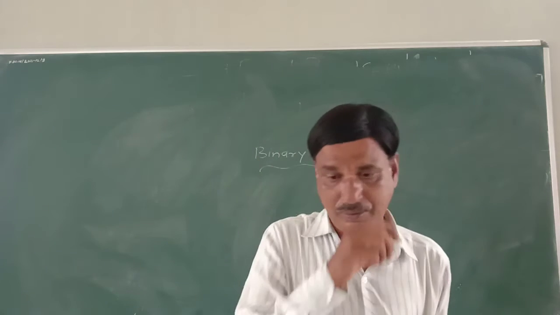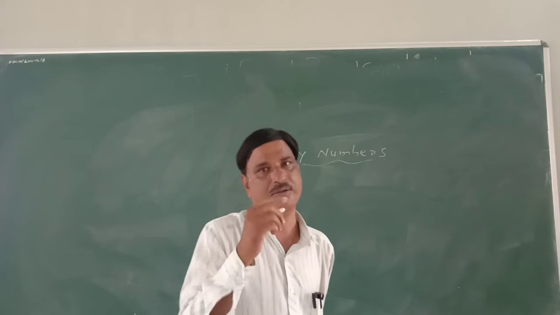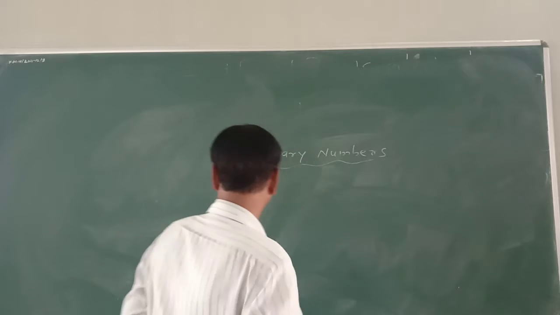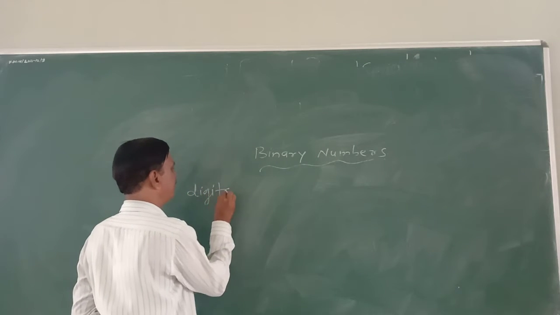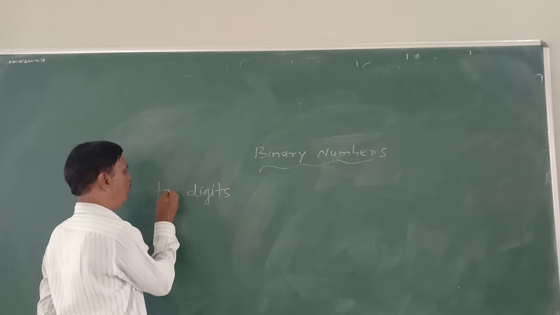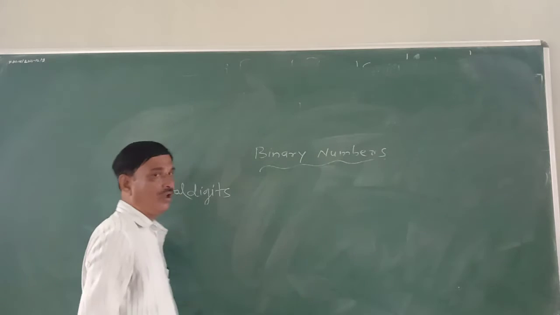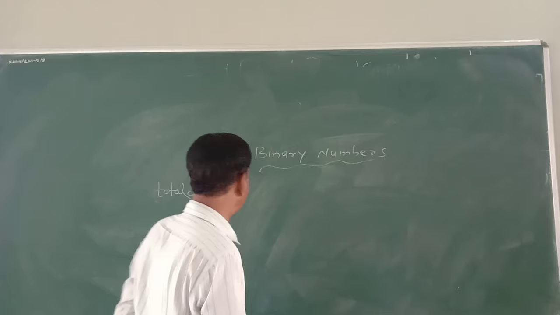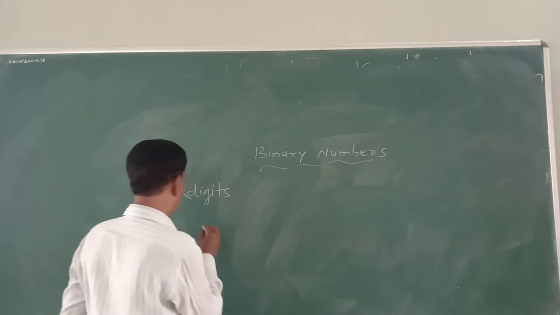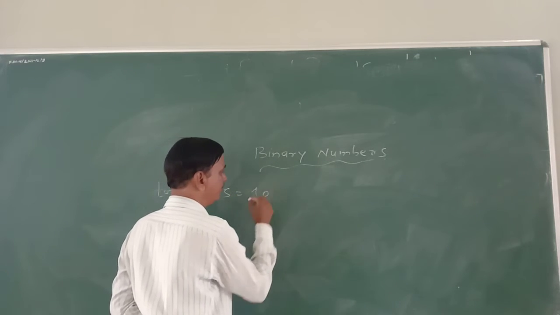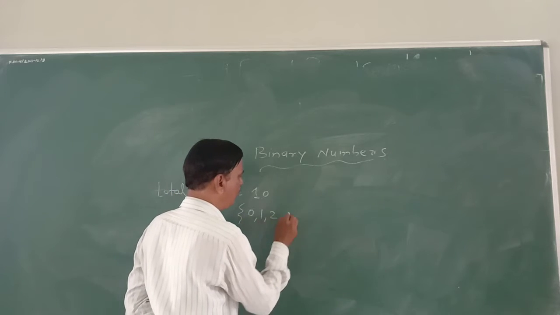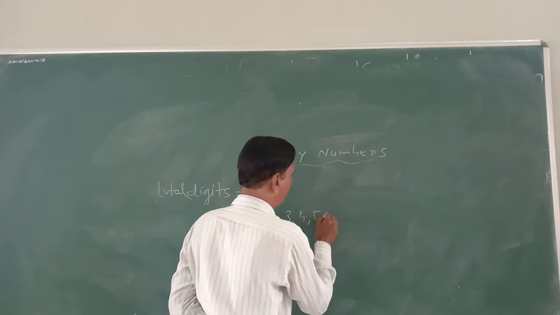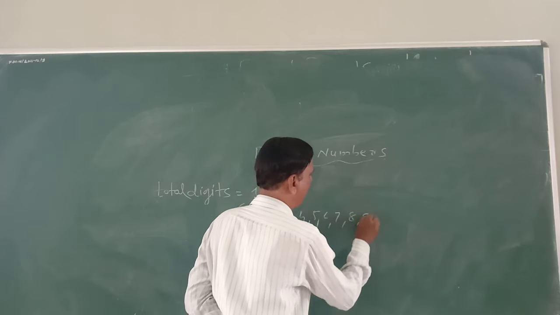Now whenever a number system is to be learned, we learn the total number of digits in it. Now come to the decimal. In decimal, the total number of digits is 10. What are those? 0, 1, 2, 3, 4, 5, 6, 7, 8, 9.